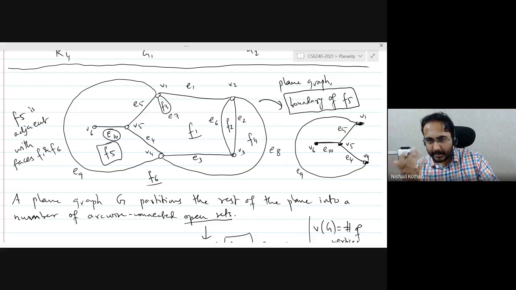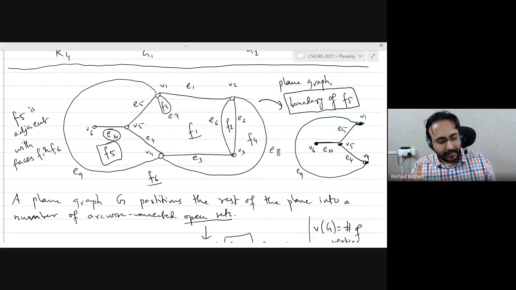Okay? It's similar to the handshaking lemma. You sum up the degrees of the vertices, you will get two times the number of edges because each edge is incident with two vertices, except for loops. That is why we count loops twice when we are counting the degree of a vertex.